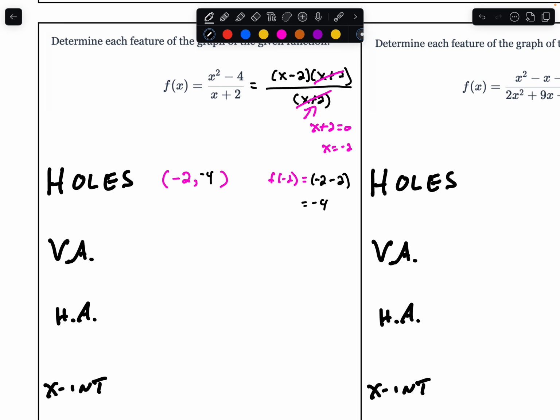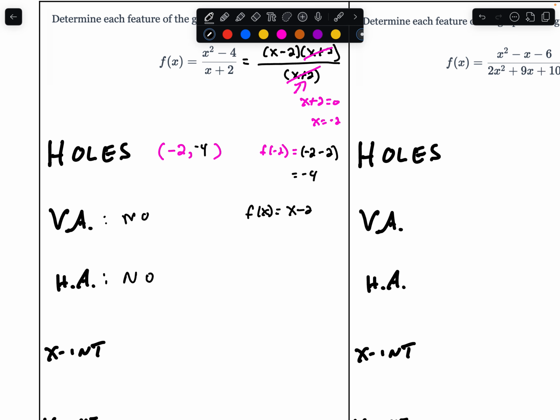So now we know that our function is f of x is really just the function x minus 2, because everything disappears. Okay, so is there a vertical asymptote in this function? And the answer is no, because it's just a linear function now, right? Is there a horizontal asymptote in this function? And the answer is no, right?